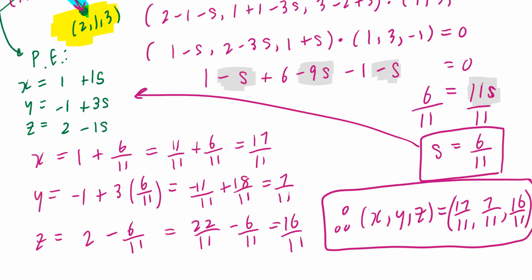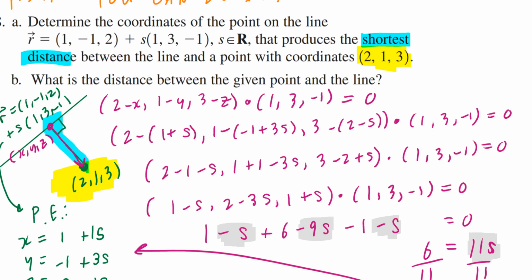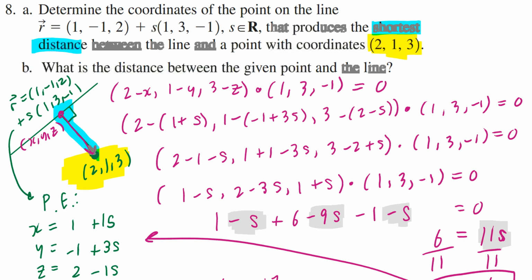Now, one more part, part B. What is the distance between the given point and the line? So at this moment, I would like you to press pause, try part B. When you're done and you press play again, I'll be here. Welcome back, everybody. Here's the answer for part B.